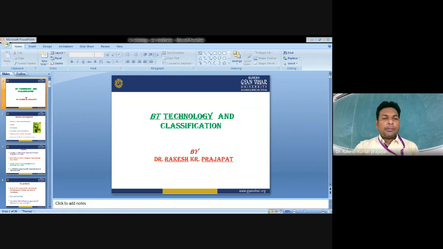Basically, Bt stands for Bacillus thuringiensis, a soil bacterium that was first isolated in Germany. It is a gram-negative bacterium with a unique property: it produces a protein that paralyzes the larvae of different insects which are harmful to crop plant species, including cotton, tomato, and Bt brinjal also.